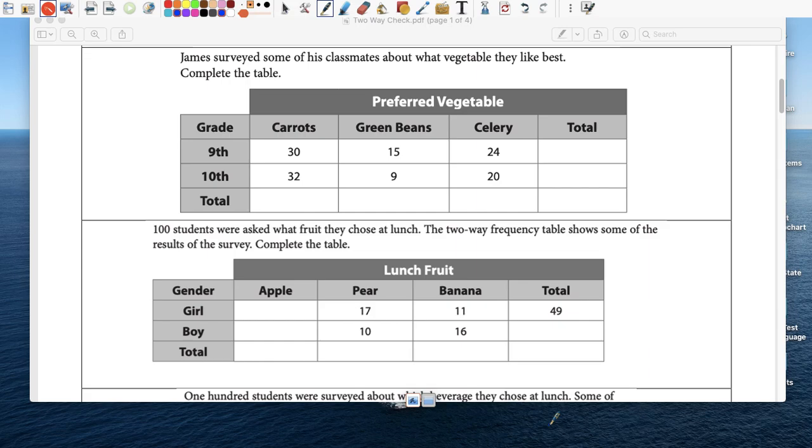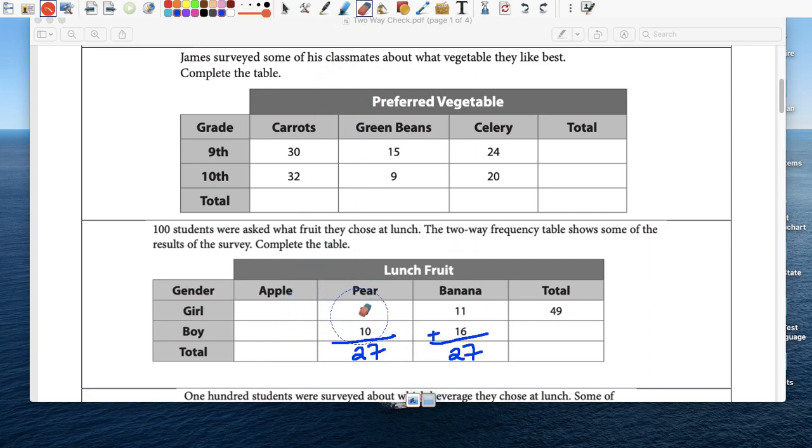So the second one over here, we can just, again, fill in what we know. So we have 17, we have the categories: are you a boy or girl, and do you like apple, pear, or banana for lunch? So we want to fill in this table. So we can fill in these two, right? 17 and 10 is 27. We can fill in these two. It's also 27. Can I fill anything else?